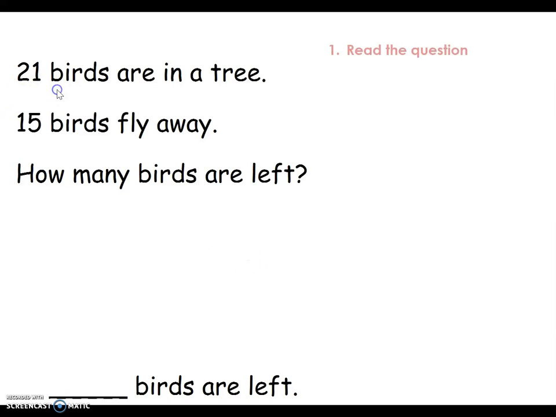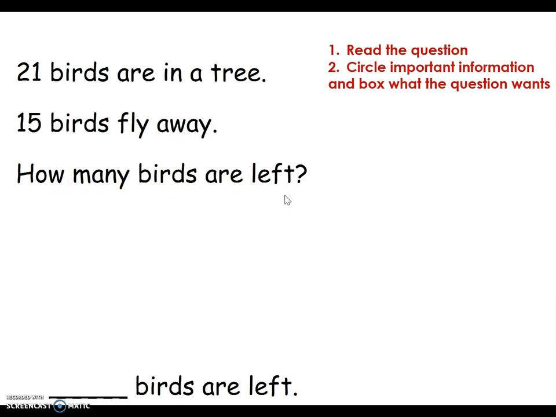Okay, so step 1, read the question. There are 21 birds in a tree. 15 birds fly away. How many birds are left? Okay, so we need to circle and box. So we know that in a tree, there are 21 birds, right? And then some of them flew away. How many fly away? 15. And then how many birds were left?